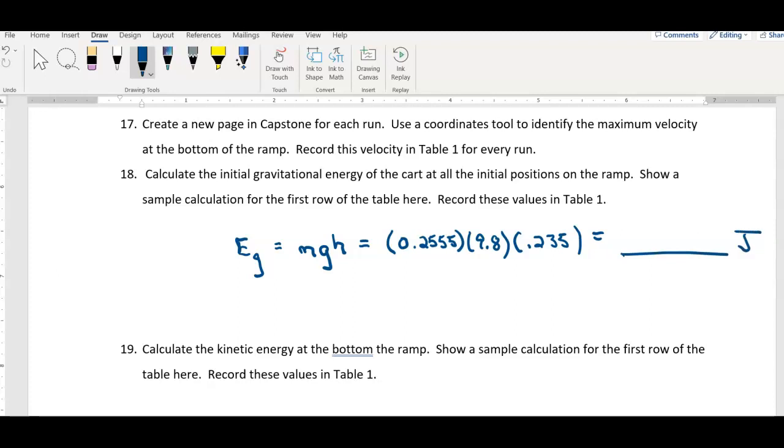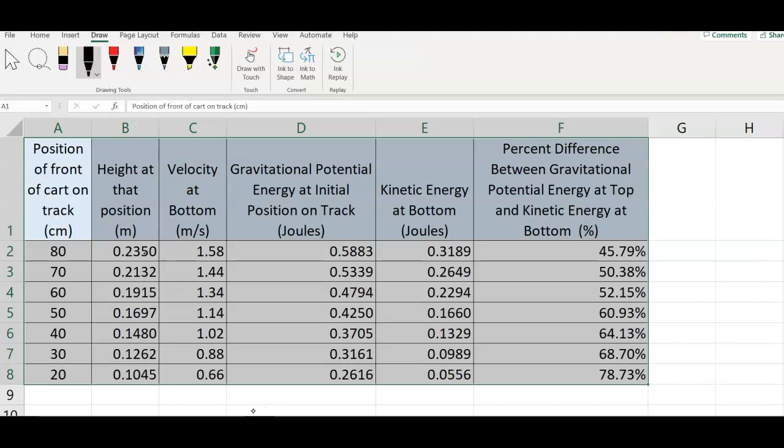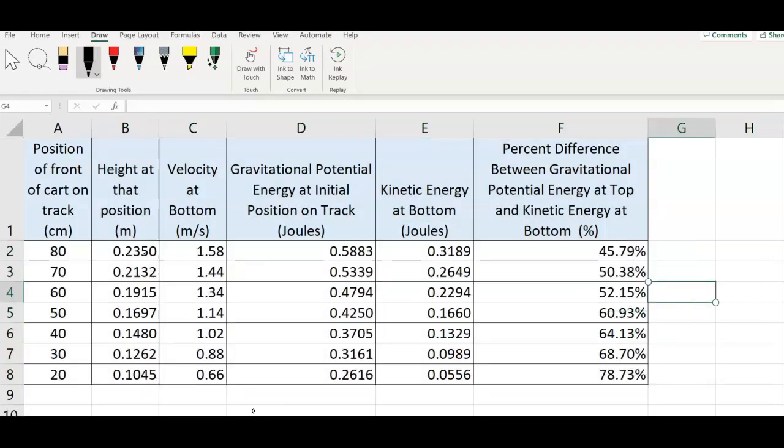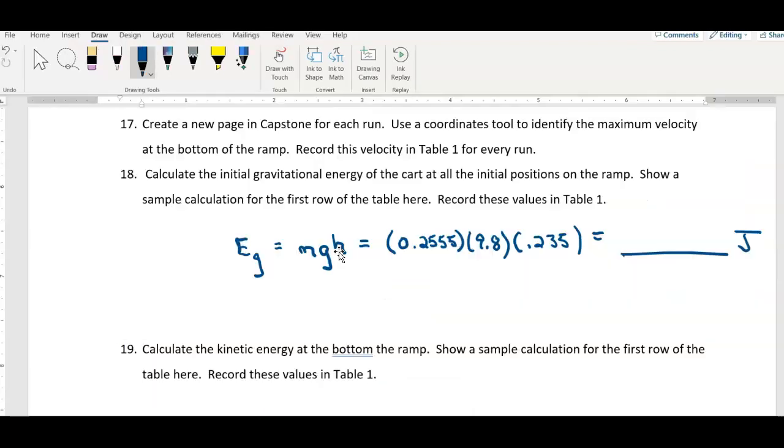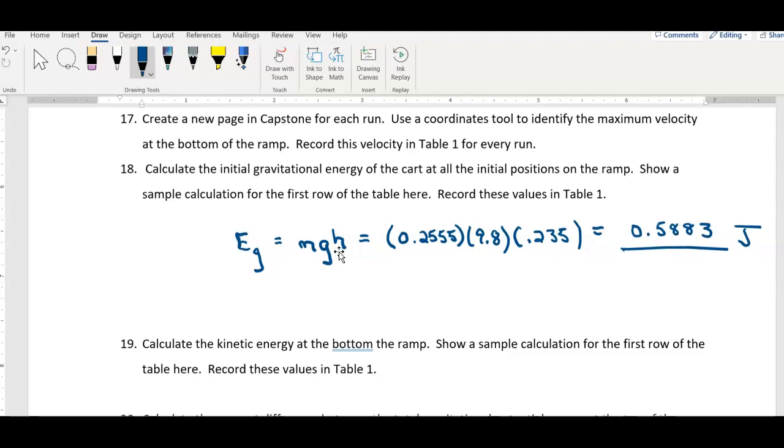This number should correspond to the 0.5883 that my table has. And so I think if I multiply these out, I would get 0.5883. You should actually multiply yours to confirm that.